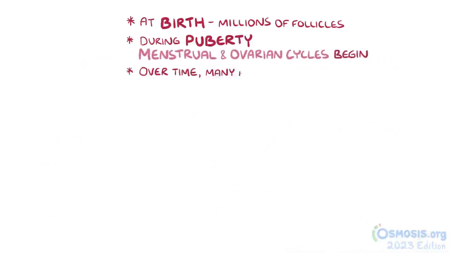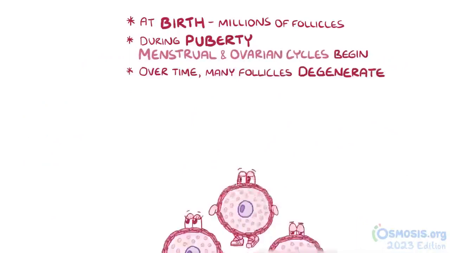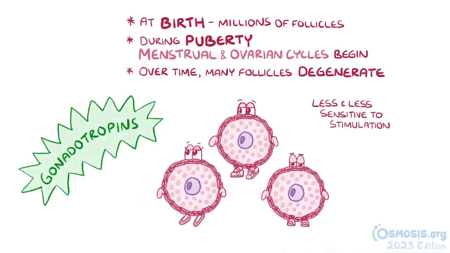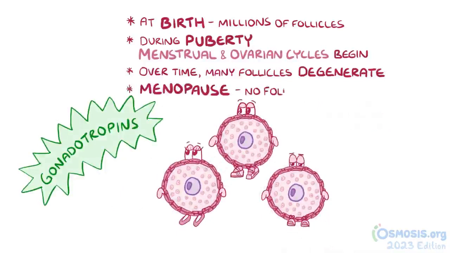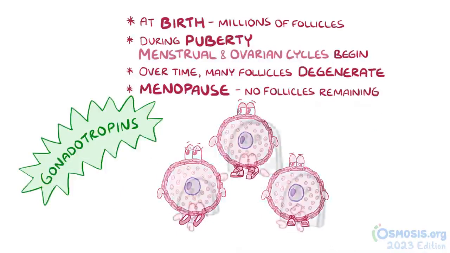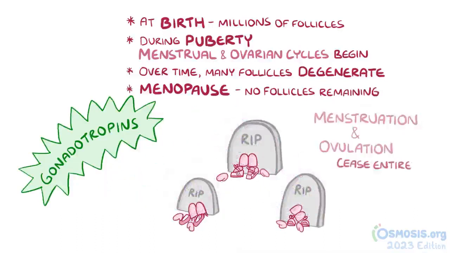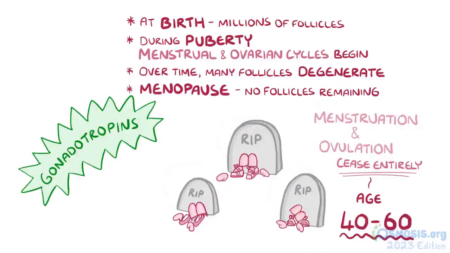Over time, many ovarian follicles degenerate, and the ones that remain become less and less sensitive to gonadotropin stimulation. This goes on until menopause, when there are no remaining follicles responding to gonadotropins, and that causes menstruation and ovulation to cease entirely. In most women, this occurs between the age of 40 and 60.